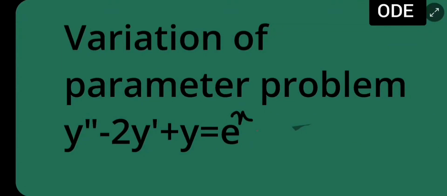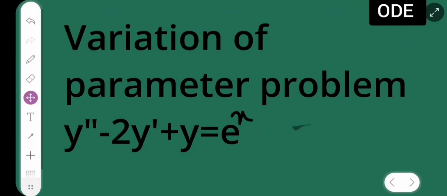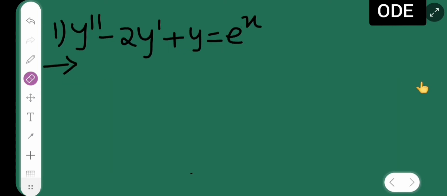So in today's lecture, I will be doing a variation of parameters problem: y double dash minus 2y dash plus y is equal to e raised to the power of x. I have done more problems on variation of parameters, you can check the previous videos. Okay. Now this is y double dash minus 2y dash plus y is equal to e raised to the power of x.